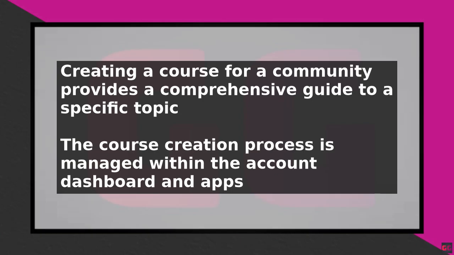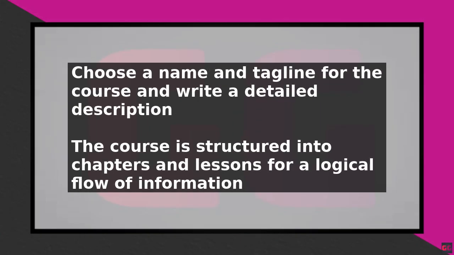From the drop-down menu, choose the Courses app, or use the search function to find it. Once the app is added, click on Begin Setup, and then Create Your Course Now. Choose a name for the course and a tagline that describes its content. Then, write a detailed description of the course, outlining what users can expect to learn.